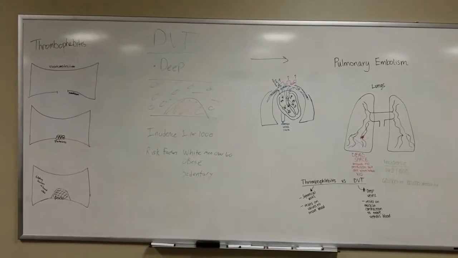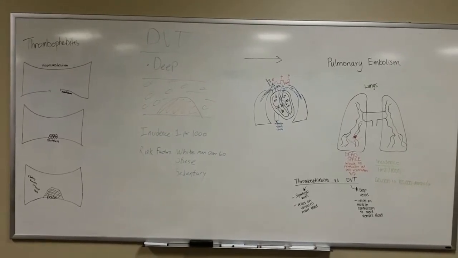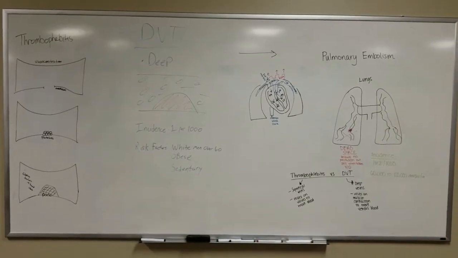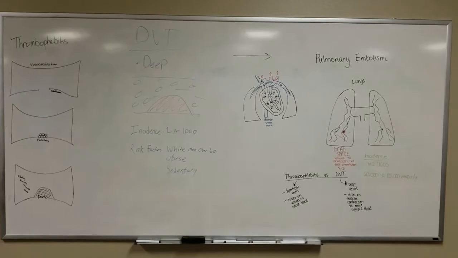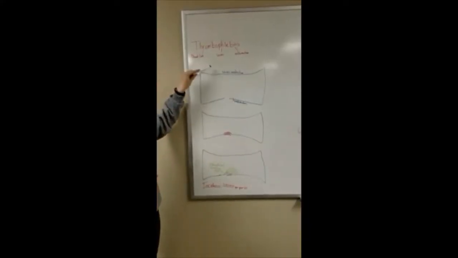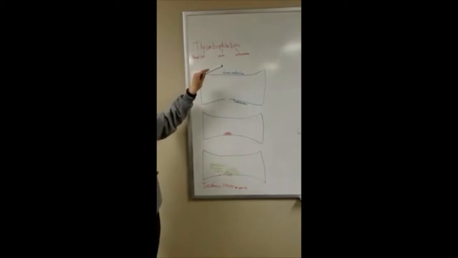The diseases we are going to be covering today are thrombophlebitis, DVT, and pulmonary embolism. This is the introduction to our board and what we're going to be covering today. Thrombophlebitis is a blood clot that happens in the veins and causes inflammation.